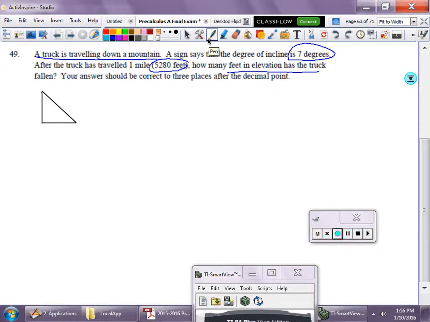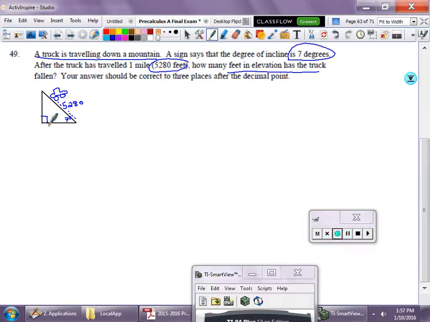Label, again. It says the angle of incline is 7 degrees, so we put 7 inside. That helps make it clearer. But the truck is going down the mountain. I don't know how to draw a truck, so I'll put some wheels here. And he's traveled 1 mile. That's his distance. Let's write that. They tell us they want feet. So I'll put down that that's his path.